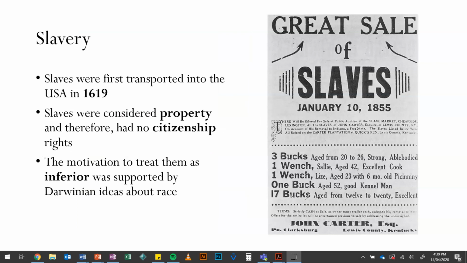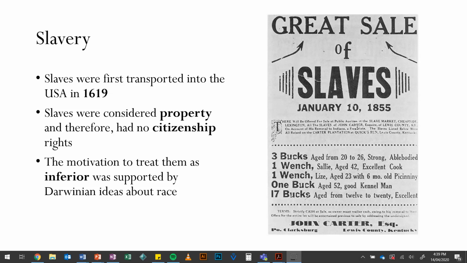So in Year 9, you would have covered some aspect of slavery and how slaves were transported from Africa to Western countries. So this happened in the US in 1619. I think importantly, to link to our idea of one people group being superior to another, slaves were not considered human beings, they were considered property.